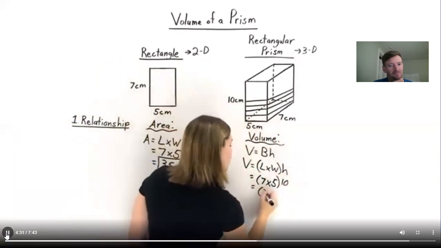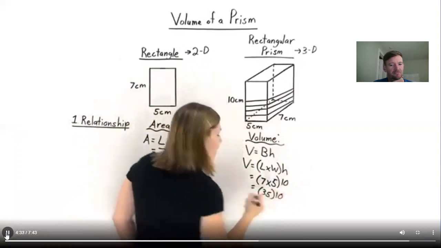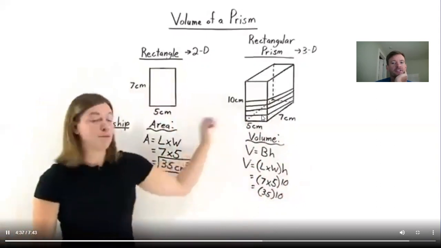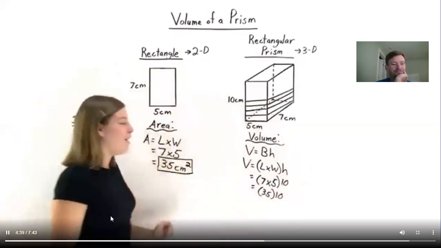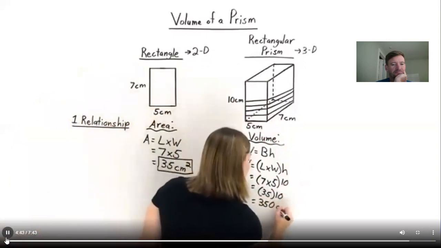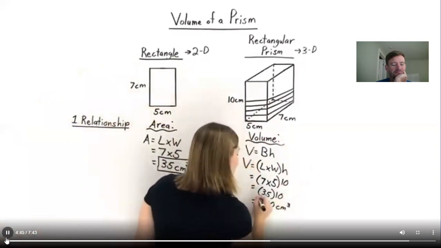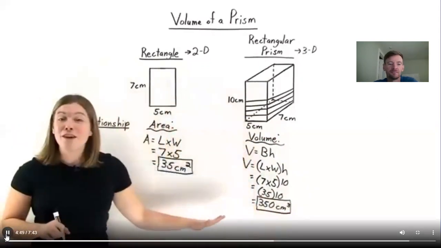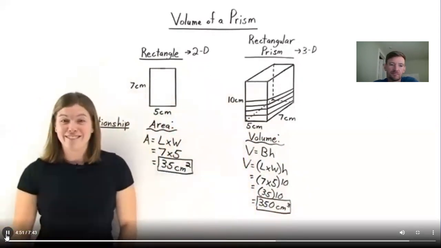Here, 7 times 5 is 35. Again, that is the area of this rectangle, the area of the base. Then, to account for the height of the prism, we multiply by 10 and we get 350. Since we have volume, we put our units cubed, because it's three-dimensional. We found the volume of this rectangular prism.